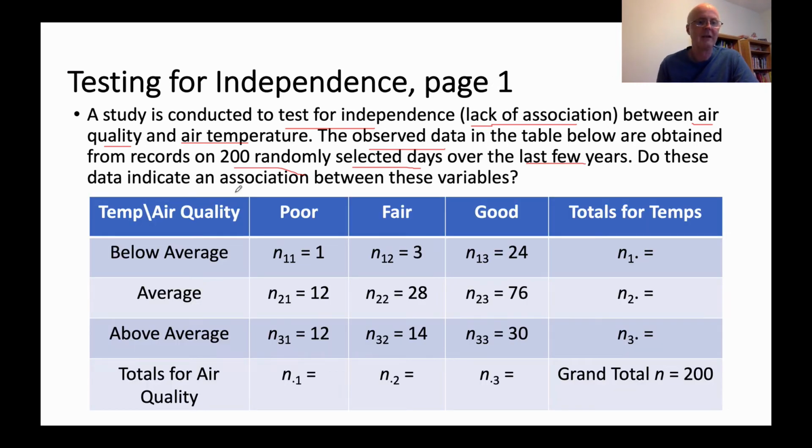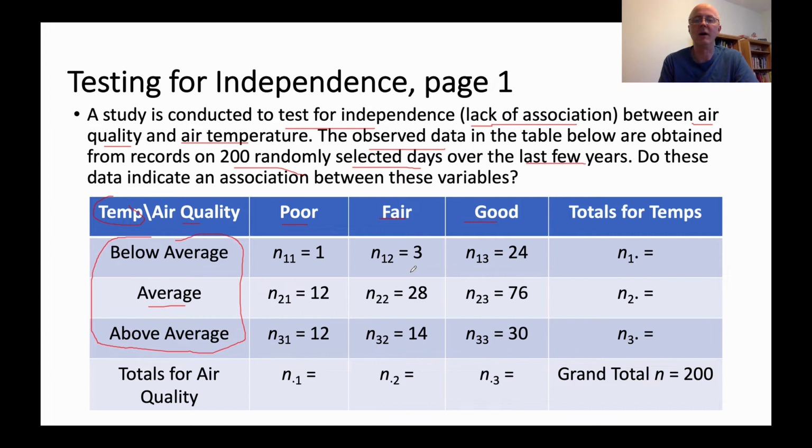Here's the data. So the temperatures are categorized, these are categorical variables, as below average, average, and above average. If you were using the temp to the nearest degree in Celsius or Fahrenheit, it would just create this huge table. So it's simpler to separate it into categories. And of course, with average, you'd probably have to say within plus or minus 2 degrees of the average or something like that to really categorize this in a useful way. And the air quality is categorized as poor, fair, or good according to some standard of measure.